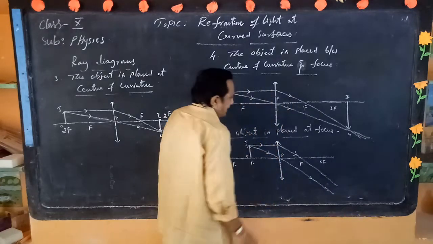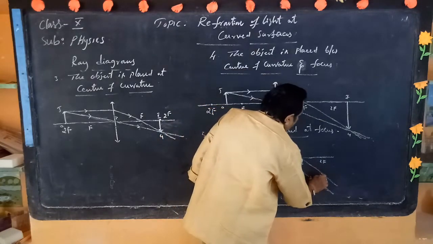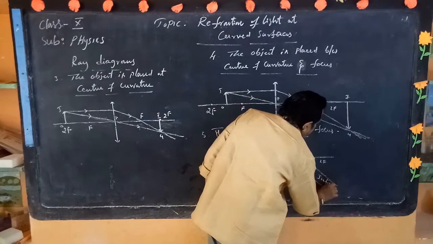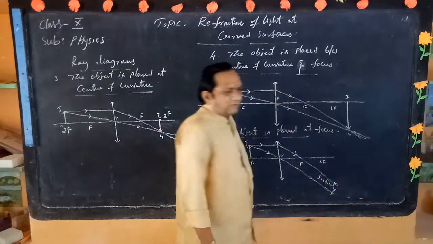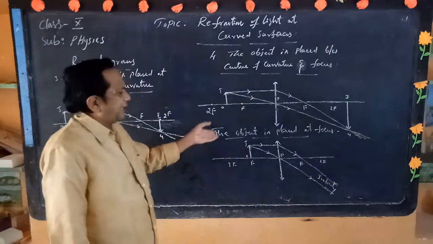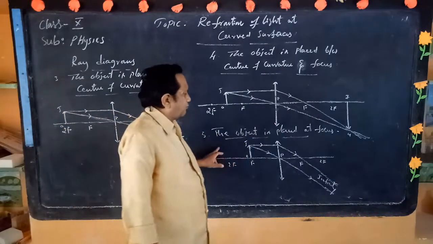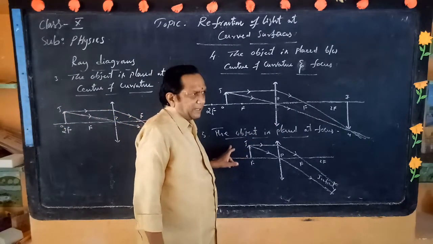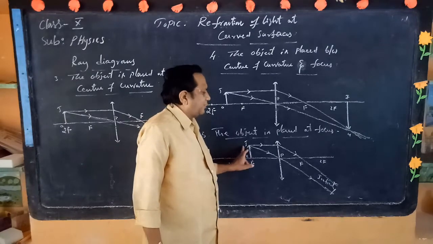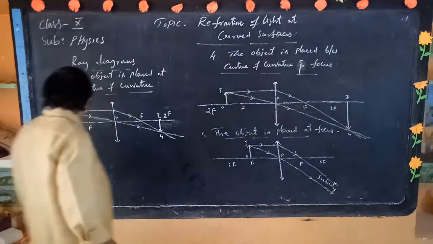but they are not intersecting each other. The image will be formed at infinity. So where is the image formed in this condition? At infinity the image will be formed when the object is exactly placed at the focus. Remember that when the object is placed at the focus, the image will be formed at infinity.